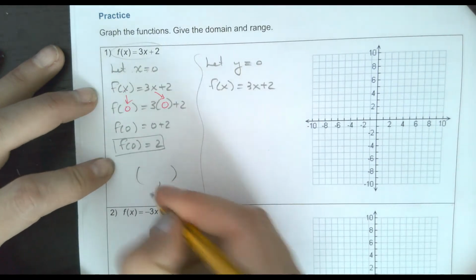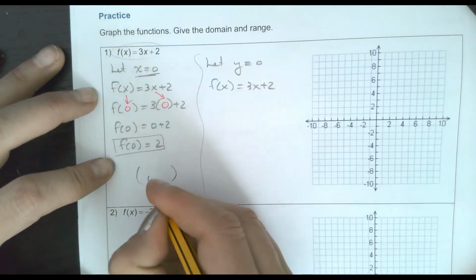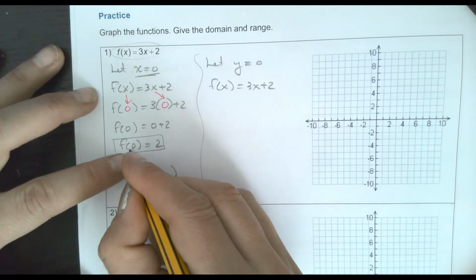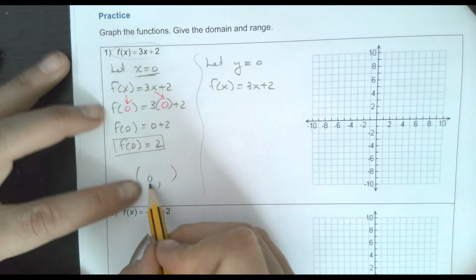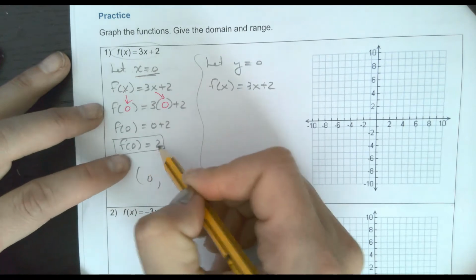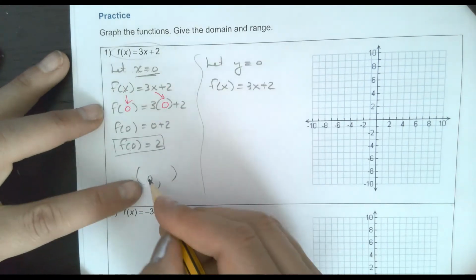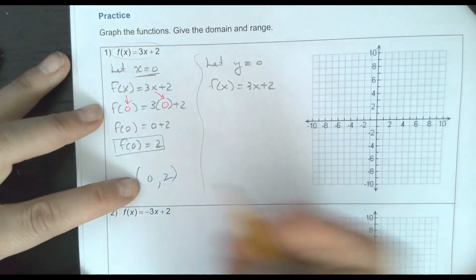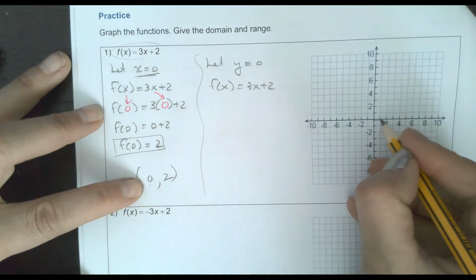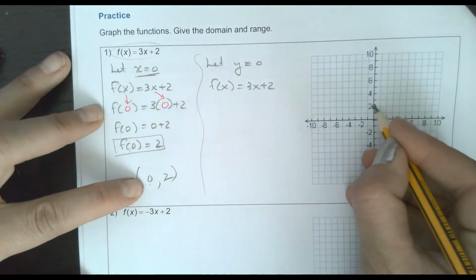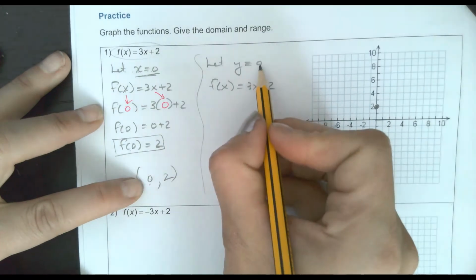We want points. So if x is 0, remember f usually stands for y. If you get confused and don't know where this number goes, look up. x is 0, so this one must be 2. So I get my point, (0, 2). That's my first point.